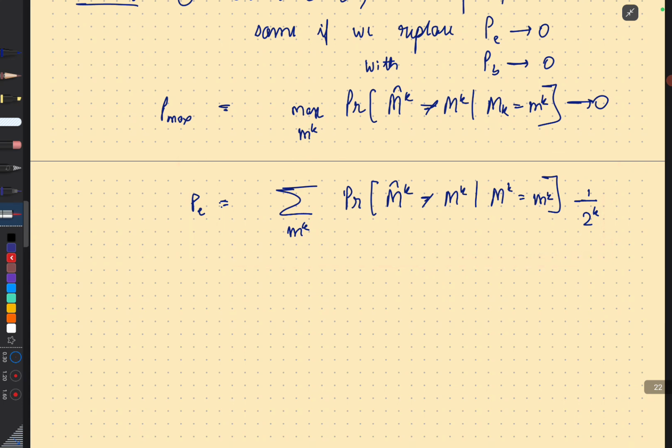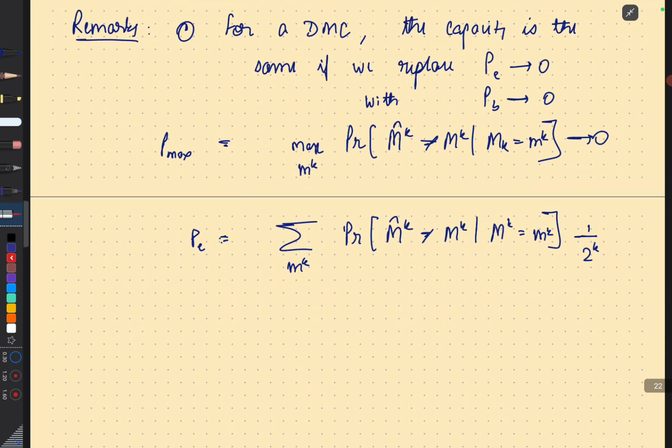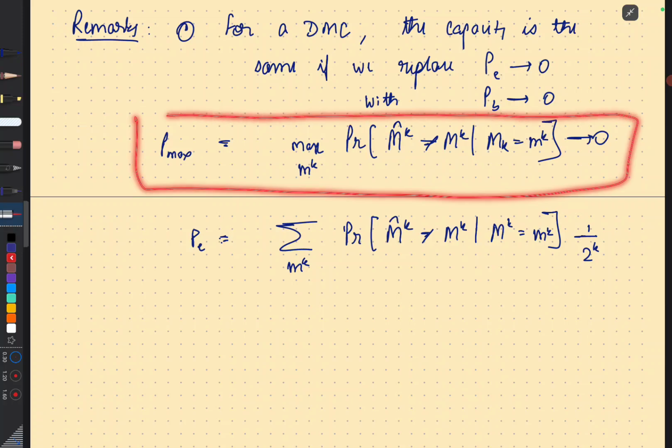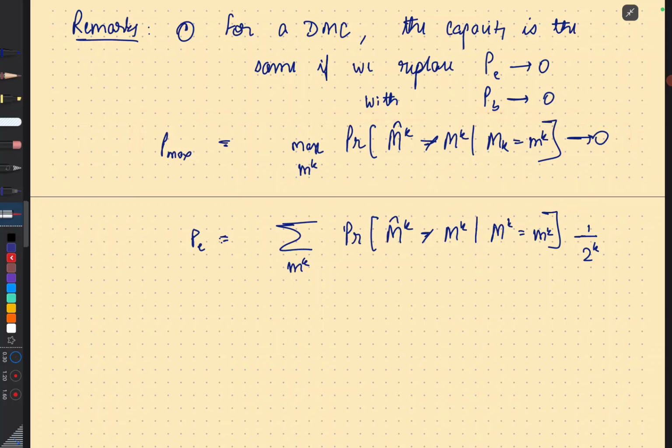What can you say as k tends to infinity? As k tends to infinity, the average probability of error will go to 0. Correct? But what happens to the maximum probability of error? What would be the maximum probability of error? It's 1. Right? So, it is possible that a given code could have a very small average probability of error, but the max probability of error could potentially be very large.